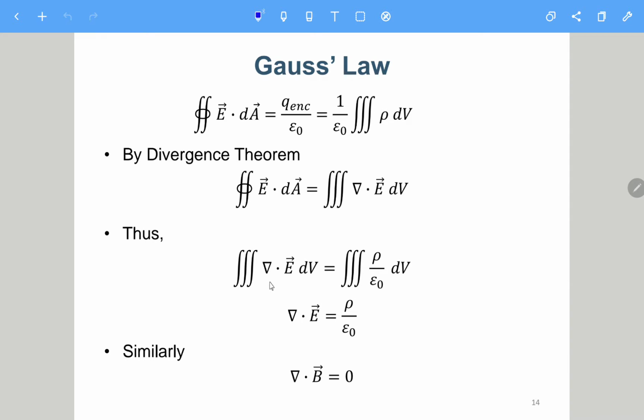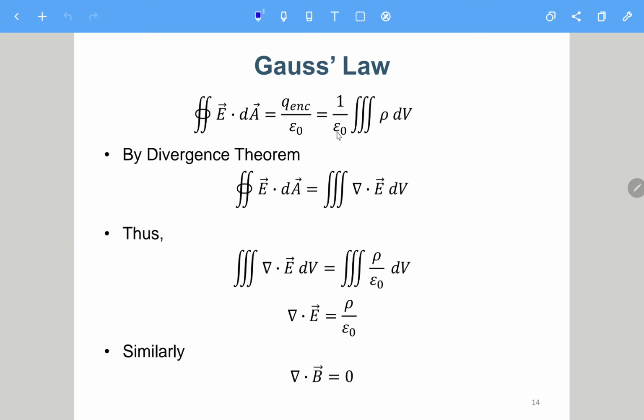And actually, this volume can be arbitrarily chosen, which means that if this integral is equal to this triple integral for the same volume, and this volume can be arbitrarily chosen, then over the whole space, at all points, the integrands should equal each other, which means that the divergence of E should be equal to rho over epsilon naught.